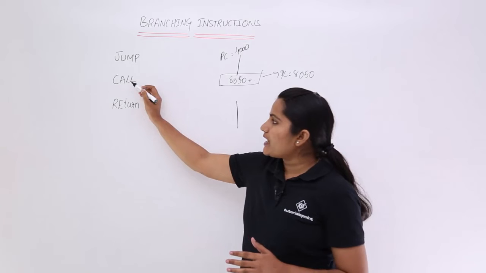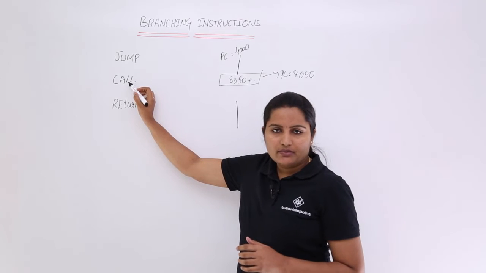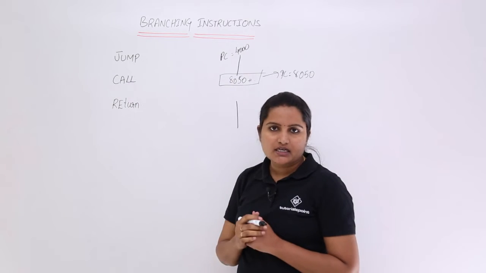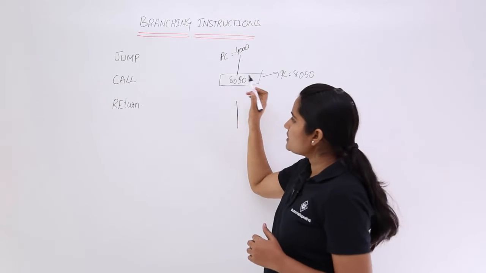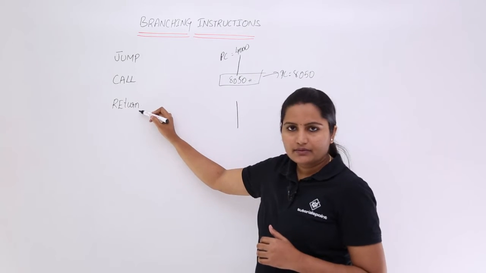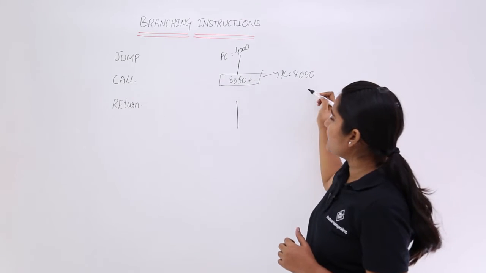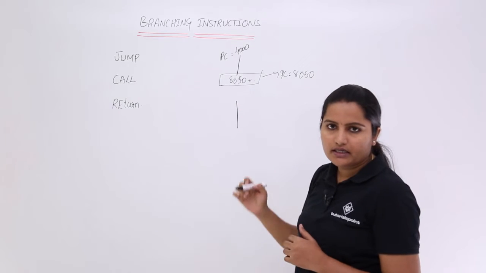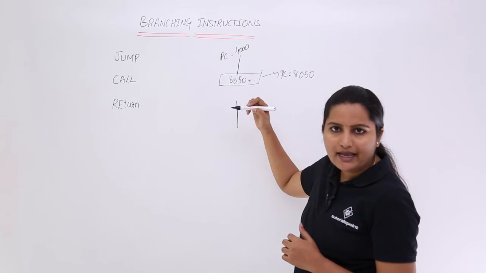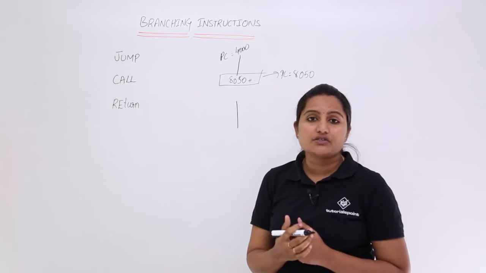Like that, you have similar instructions like call type instructions. Similar to this, you have call and return. When you call this address, then you need to return from that address, again returning into your ISR, interrupt service routine.